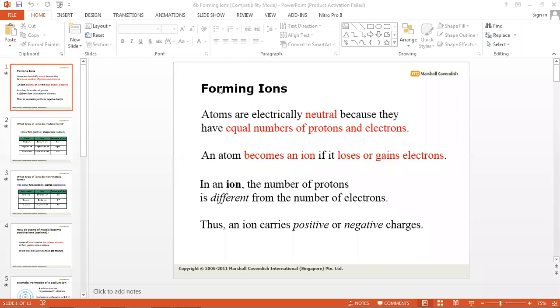Now we are moving on towards the formation of ions. You have studied about that in your O levels as well. Formation of ions.